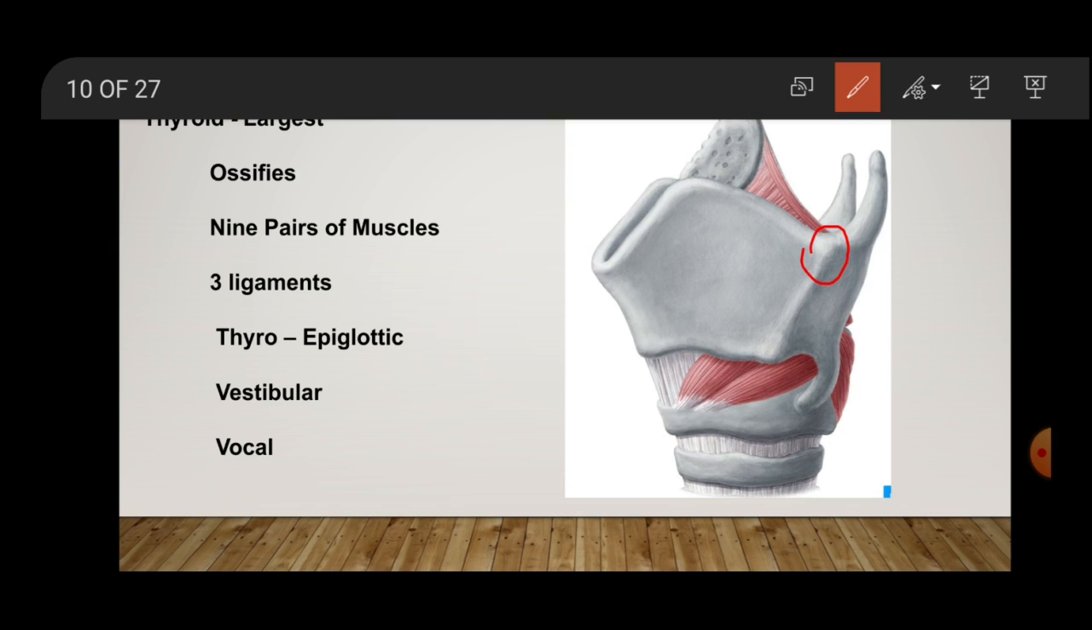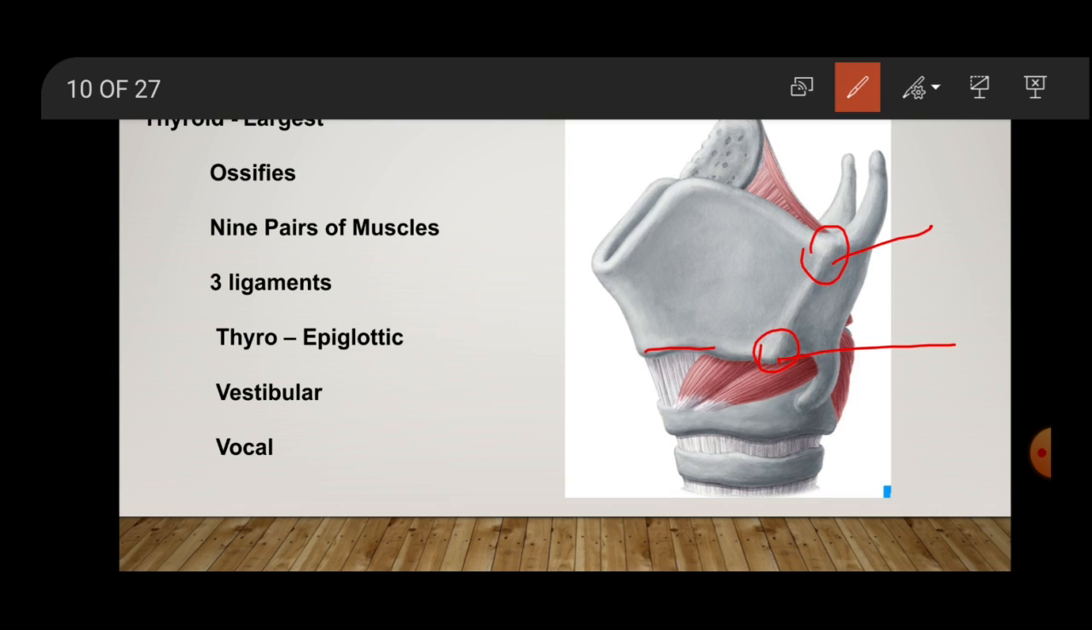How does the lower border look? It is concave posteriorly but straight anteriorly, and it presents an inferior thyroid tubercle. This is the superior thyroid tubercle on the superior border, and here is the inferior thyroid tubercle. The inferior tubercle gives attachment to the cricothyroid ligament, and the superior tubercle gives attachment to the thyrohyoid ligament.